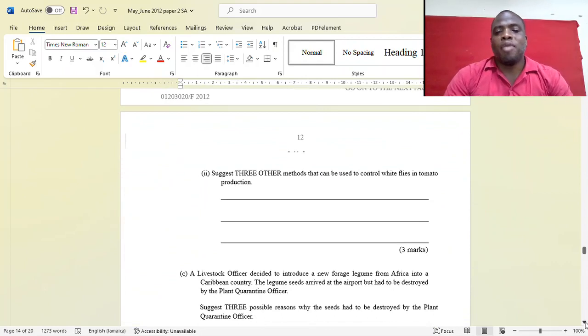Suggest three other methods that can be used to control whiteflies in tomato production. Now we want to talk about biological control. We have a situation where we can have some parasitic wasps that will basically just go and kill the whiteflies. So that's a means of biological control.